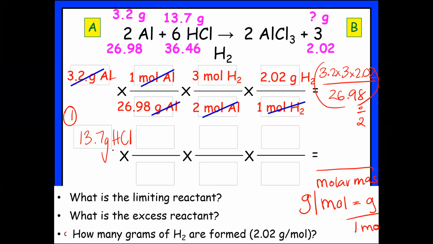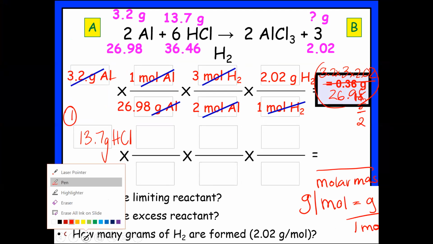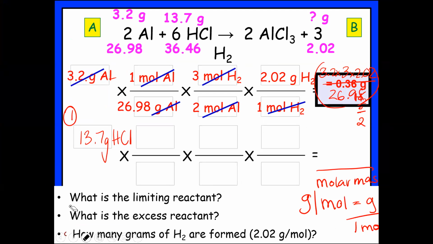I'm just going to give you guys the answer. So the answer is 0.36. That's what I got. You being serious? Yeah, I'm being serious. I put it in the calculator. Okay, so yes, it is 0.36.